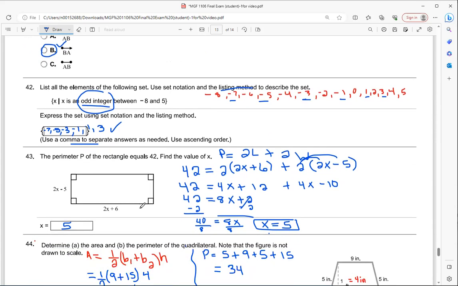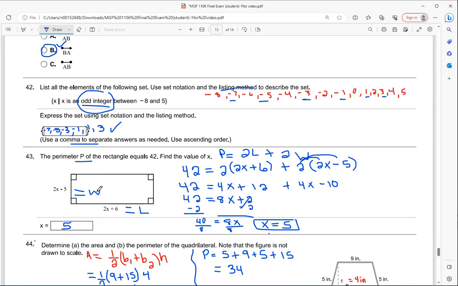For 43, find the perimeter of this rectangle. If the perimeter is 42, we want to find the value of x. And we see this image where the width of the rectangle is 2x minus 5, and the length of the rectangle is 2x plus 6. Our formula to find the perimeter of a rectangle is 2 times the length plus 2 times the width.